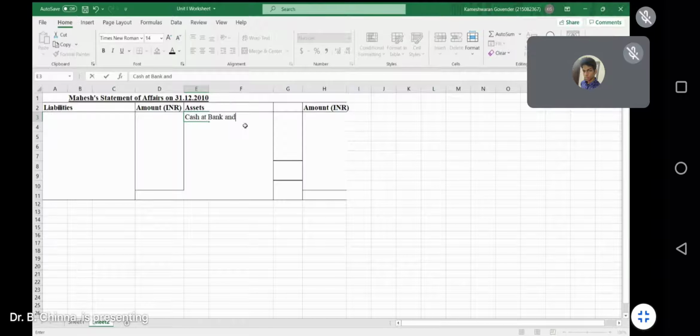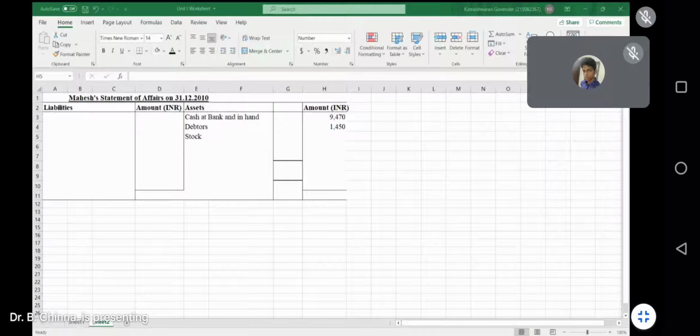cash at bank and in hand. And it amounts to 9,470. Very good. Followed by debtors. How much? 1,450. Perfect. Stock. Shall we straight away enter into the external column or the internal column?